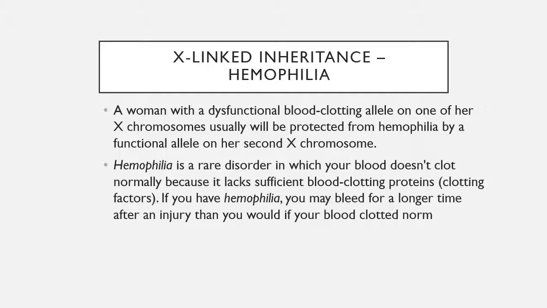So a woman can carry this dysfunctional blood clotting allele on one of her X chromosomes and normally won't show up with hemophilia because she has a normal blood clotting allele on her other X chromosome. So she has one X chromosome that's the hemophilia chromosome and one normal blood clotting chromosome. The normal blood clotting chromosome is dominant, and so she would not have hemophilia. She is a carrier though for hemophilia. So just like the color blindness, she can pass on hemophilia, and it's more likely to show up in her sons than it would be to show up in her daughters.